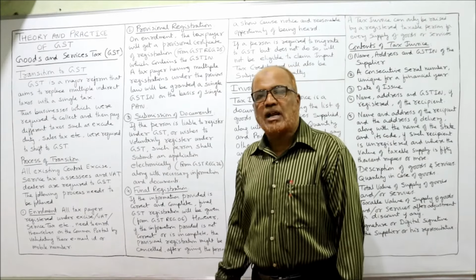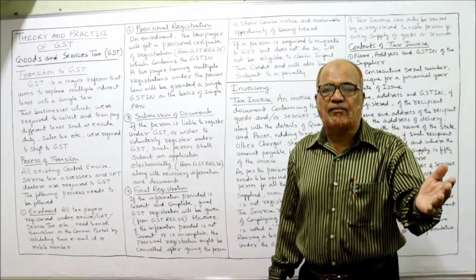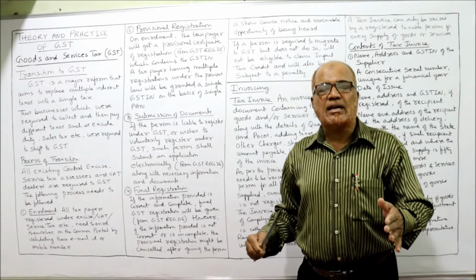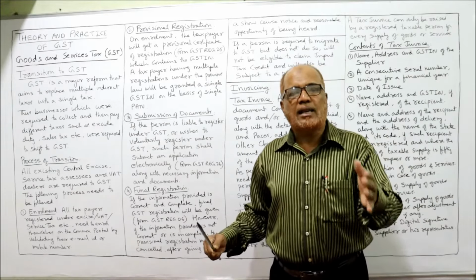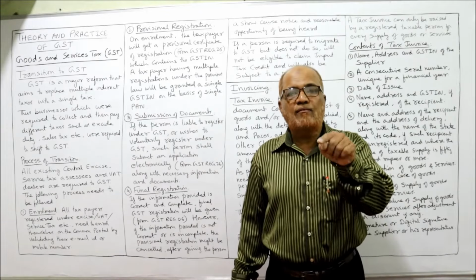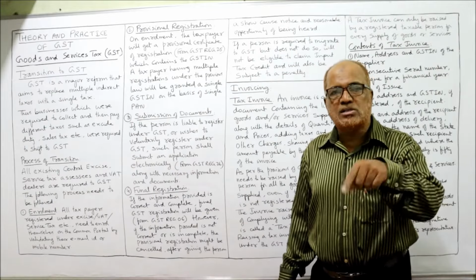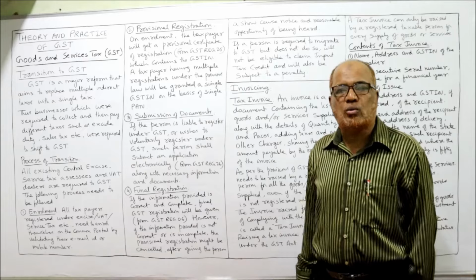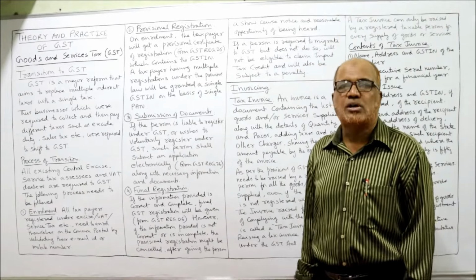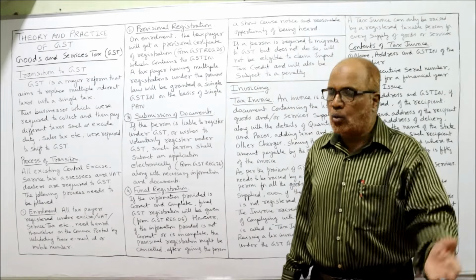Now, the process of transition. How will the old taxes be converted? For example, a person was already covered, collecting multiple taxes and paying to the concerned authority. Now everybody has to transit from the old system to the new system. So what is the procedure? What are the steps? Three steps or four steps. Totally 4 steps are there for transition from old to new.